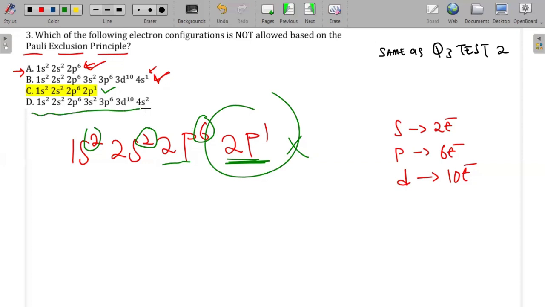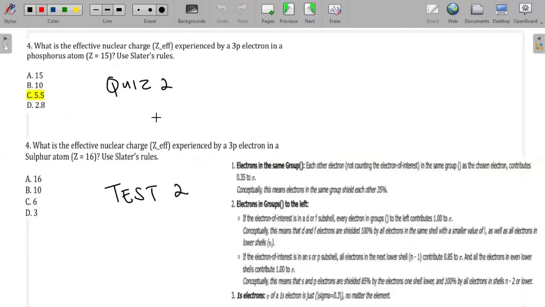And then for the last one, based on what I've explained, you can also try to check it out. You see that it's correct as well. So this question 3 was the same as question 3 from test 2. Now we look at question 4. They're asking, what is the effective nuclear charge experienced by a 3p electron in a phosphorus atom that has the atomic number 15?